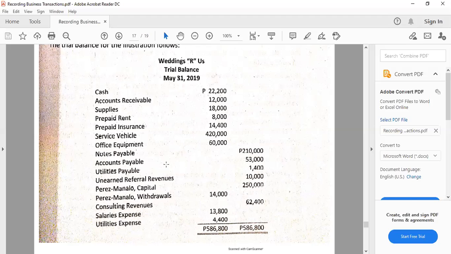Normally, there is like a point of transition. We can notice the order here as assets, from cash to office equipment. After assets, remember, would be liabilities, from notes payable to unearned referral revenues. There is a point of transition by office equipment to notes payable. What do I mean when I said there is a point of transition? This actually means that there is a sort of transfer or a sort of change from debit to credit. So this is the debit, 60,000, and then this is the credit, 210,000.